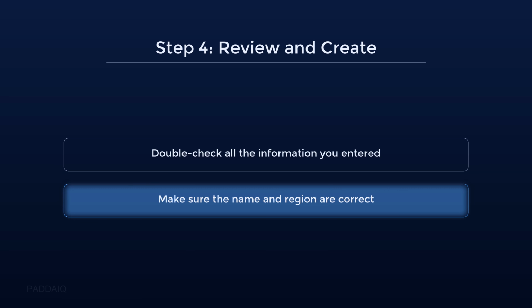Make sure the name and region are correct. This ensures your service is identifiable and deployed in the right location for performance and compliance. For example, naming it HR AppDev and selecting Europe if your users are there. This simple check prevents future access or legal issues, so verify these details carefully before proceeding.